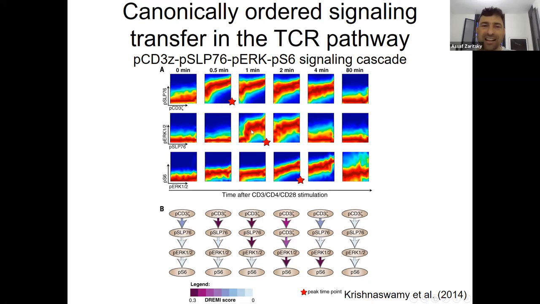And then after that, you can see the PSL P76, right? The y-axis here is activating some PERK 1-2, and this happens later. And then you can see the PERK 1-2 activates the PS6, and this happens even later. So basically what you can now say, you can find here a pathway, a direction where information flows within the signaling network, within the cell, which I think is cool.